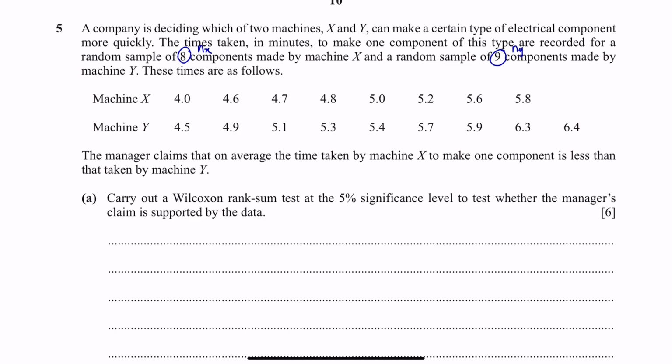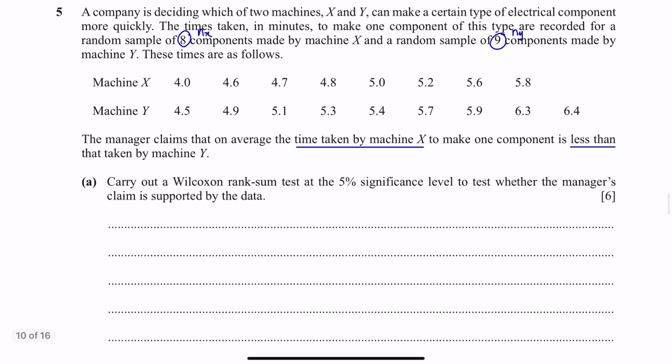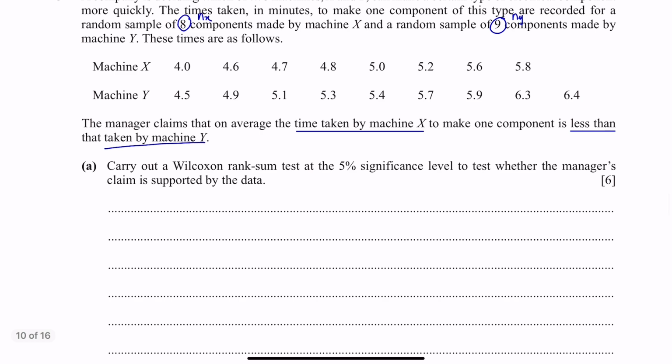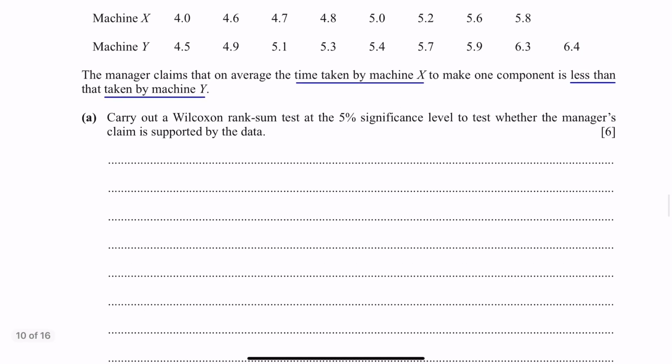These times are as follows. The manager claims that on average, the time taken by machine X is less than the time taken by machine Y. Carry out a Wilcoxon rank sum test at 5% significance level to test whether the manager's claim is supported by the data. So this would be a Wilcoxon rank sum test.